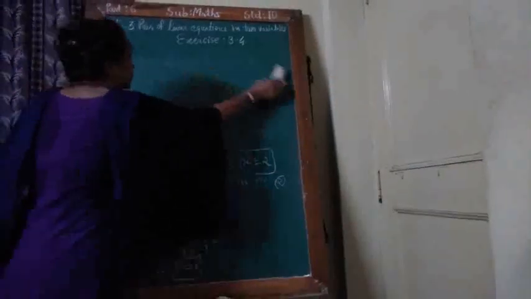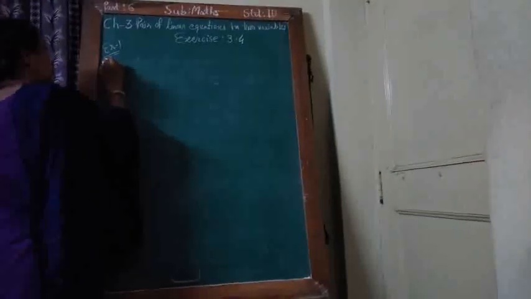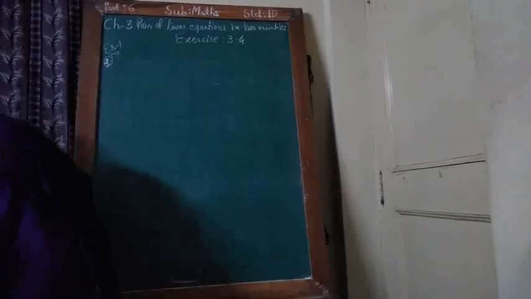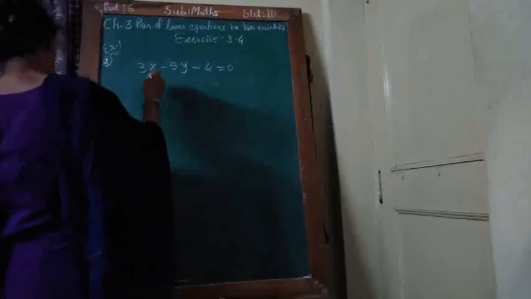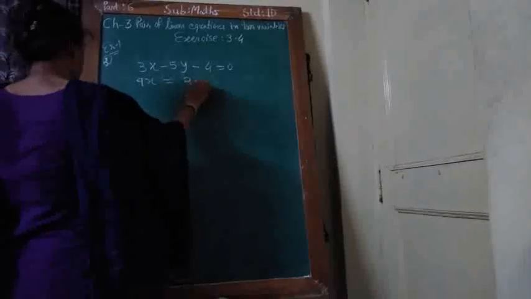Third number, 3x minus 5y minus 4 equal to 0. And second equation, 9x is equal to 2y plus 7.